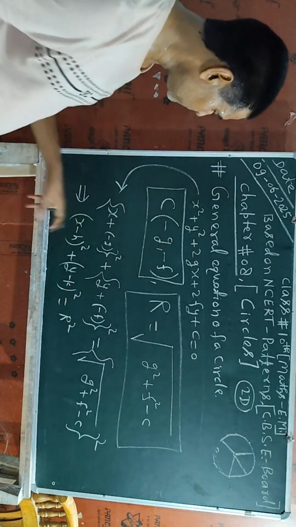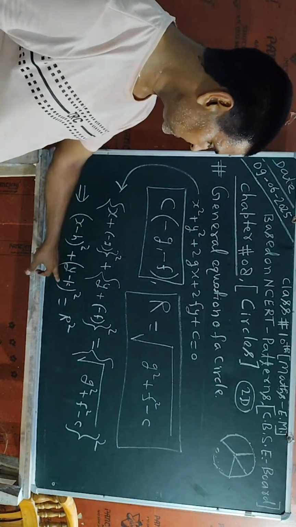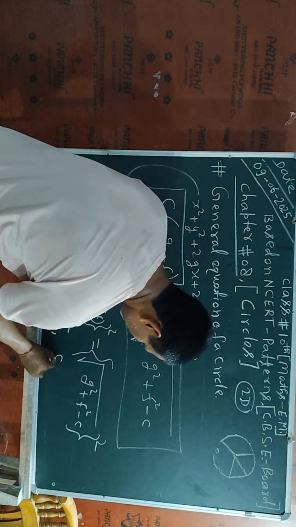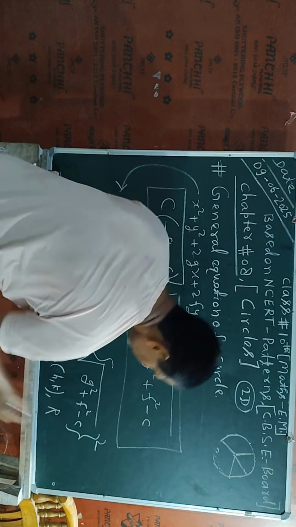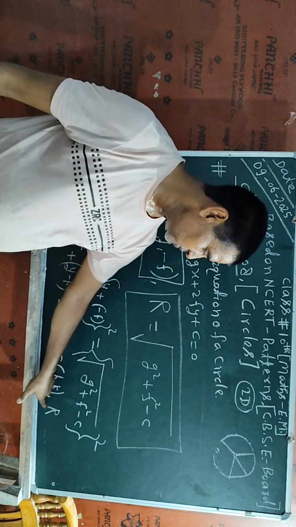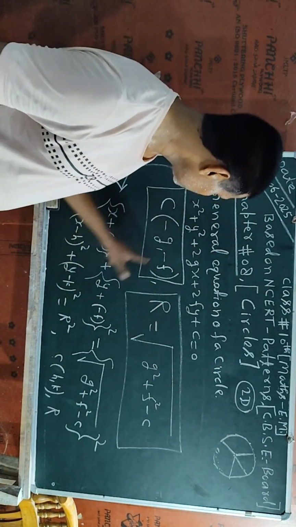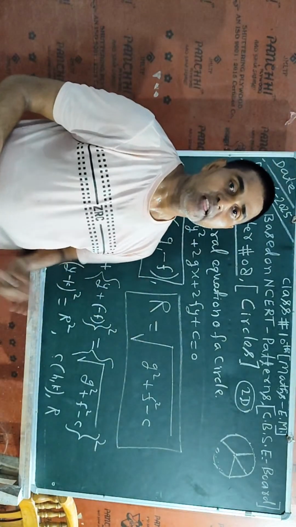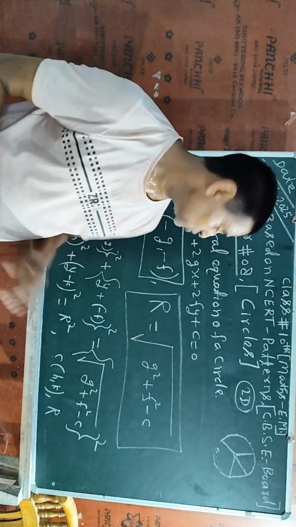When I compare, its center will be h comma k, and its radius will be r. So I am writing that the center will be h comma k and the radius will be r. If the equation is given in this form, we have to write the center like this and the radius like this. So you have to remember this information in detail. Okay student, if the general equation of the circle is given, you have to find two things.